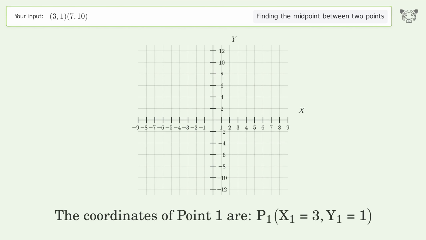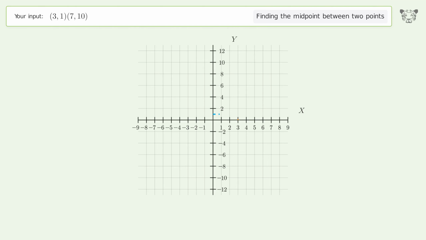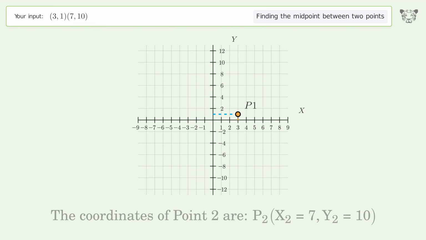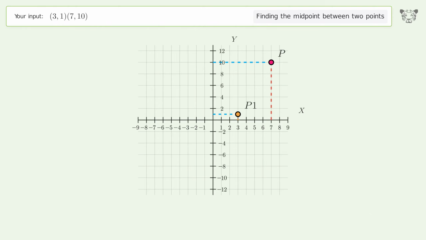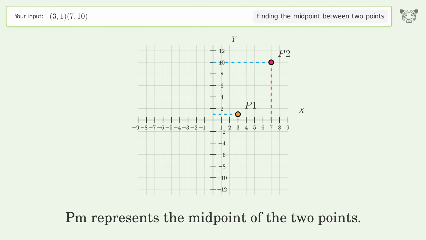The coordinates of point 1 are x1 equals 3, y1 equals 1. The coordinates of point 2 are x2 equals 7, y2 equals 10. PM represents the midpoint of the 2 points.